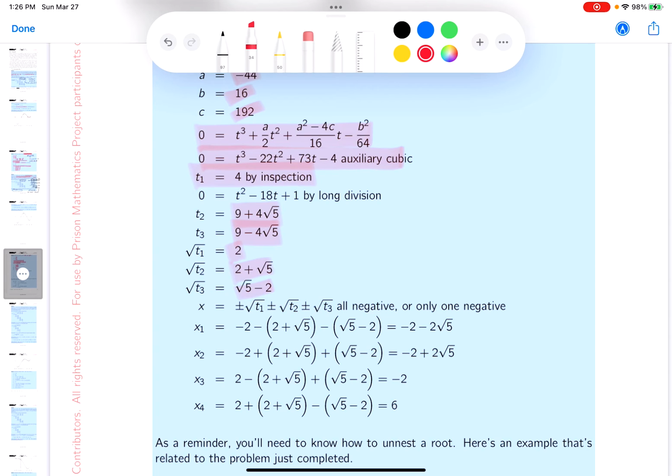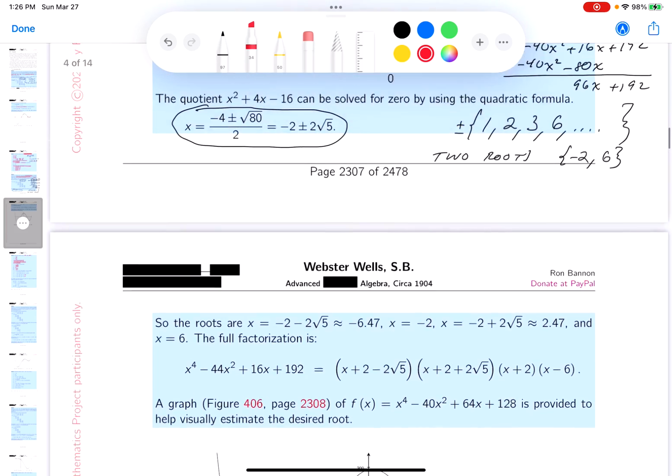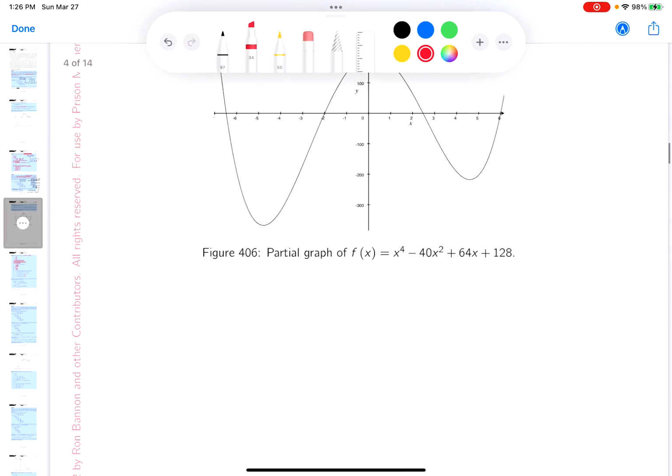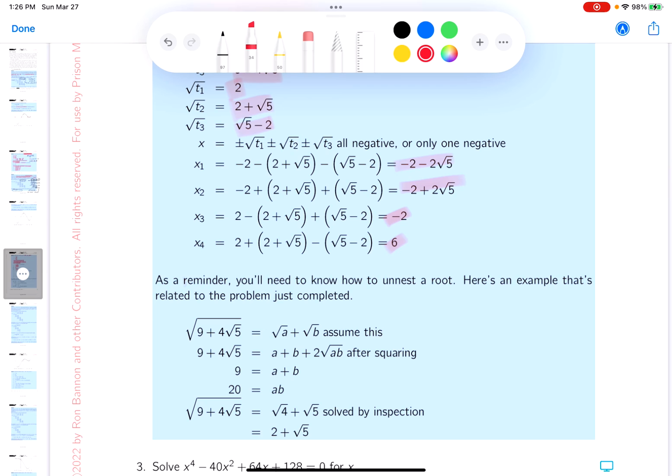What answer you're going to get? The same ones we got before. 6, minus 2, we got those. And the other ones we got, I want to remind you, these are long problems, aren't they? Minus 2 plus or minus 2 root 5. All right. Again, I put a little reminder down how to unnest a root. That's something we've done a long time ago. Hopefully you can jog your memory with respect to that. It often impresses people that you can actually do that. Some people believe you can't unnest a root, but you can unnest a root under certain conditions. And we've seen plenty of problems like that.